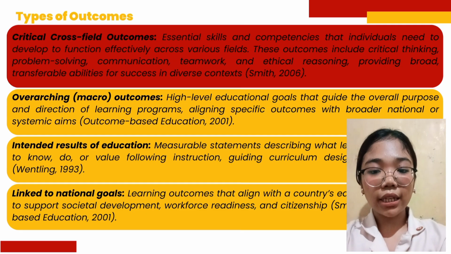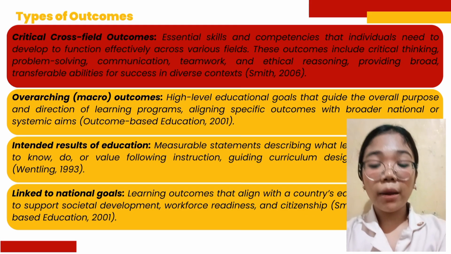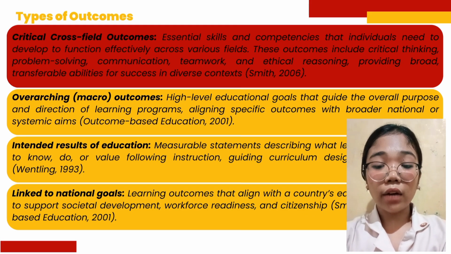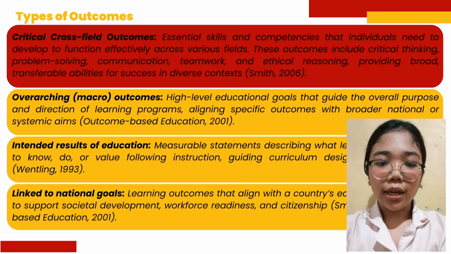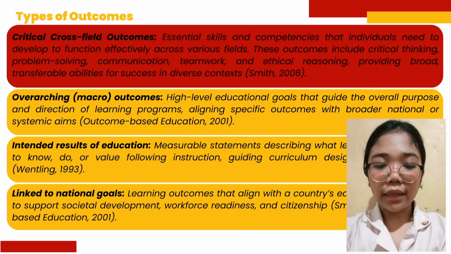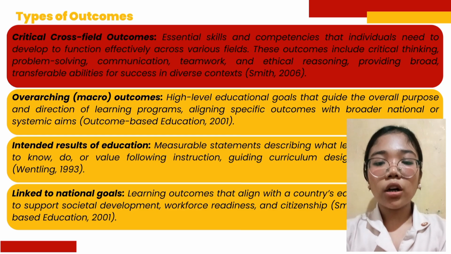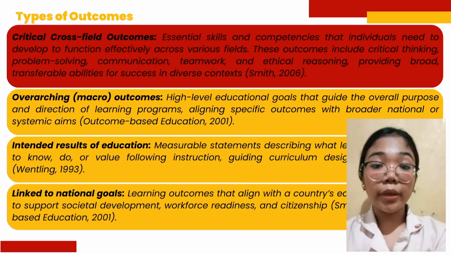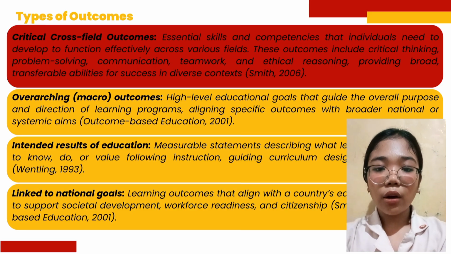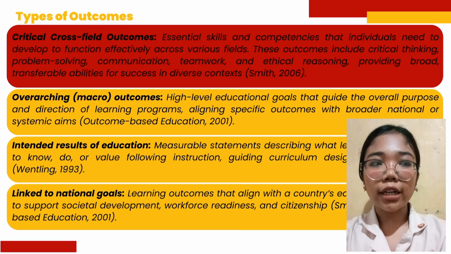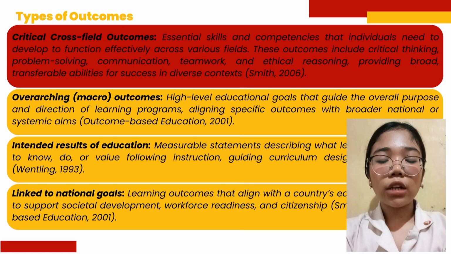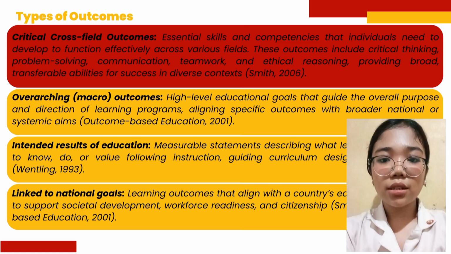So let's proceed to the next outcome, which is the overarching macro outcome. It was defined by Outcome-Based Education 2001 as high-level education goals that guide the overall purpose and direction of learning, aligning specific outcomes with broader national or systemic aims. So these are the big overall goals that guide what education should achieve by making sure a specific learning target fits into wider national or system-wide objectives.